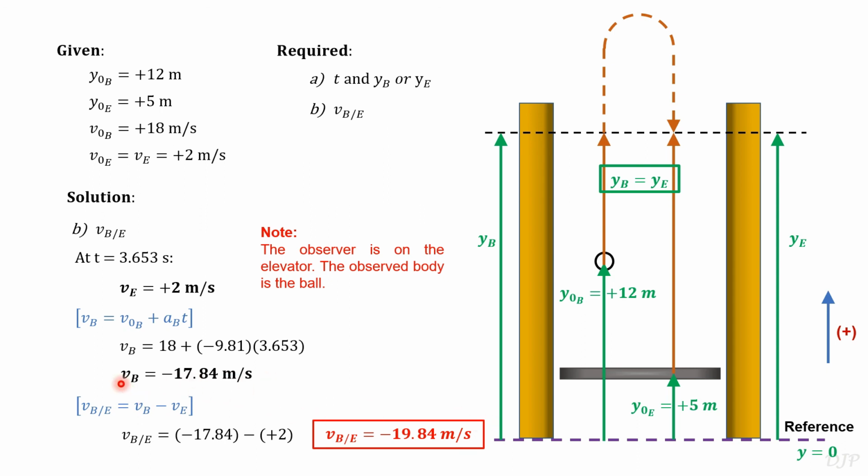magnitude of the absolute speed of the ball, or the absolute velocity of the ball. The magnitude of the absolute velocity of the ball is 17.84. That means that an observer will perceive that the ball is moving at a speed greater than 17.84 meters per second. That happens because both bodies are moving towards each other. Therefore, the observer will perceive the ball to be moving at a speed faster than the actual speed.